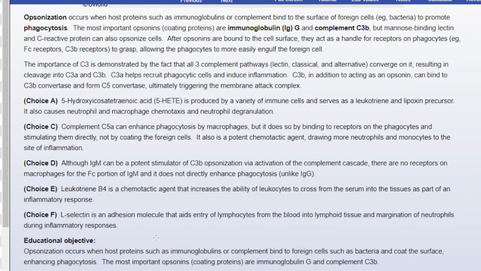Phagocytosis has to be related to opsonization. Opsonization has to happen before phagocytosis. So opsonization occurs when a protein such as immunoglobulin or complement binds to foreign cells, such as bacteria, coating the surface and enhancing phagocytosis. The most important opsonins are immunoglobulin G and complement C3b.